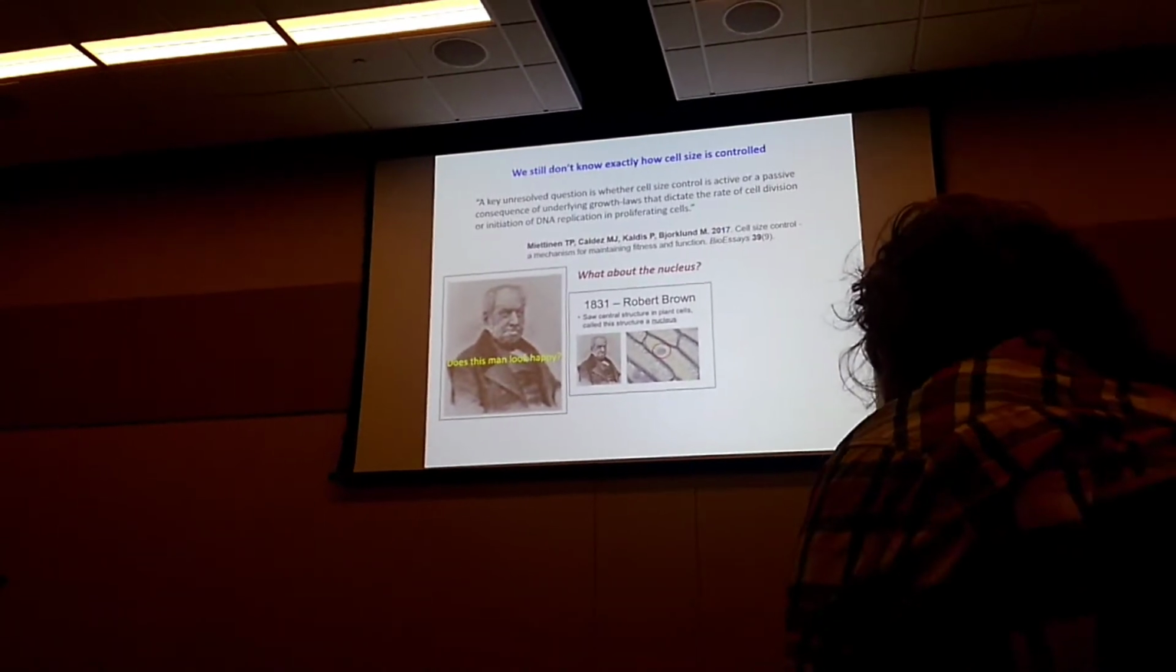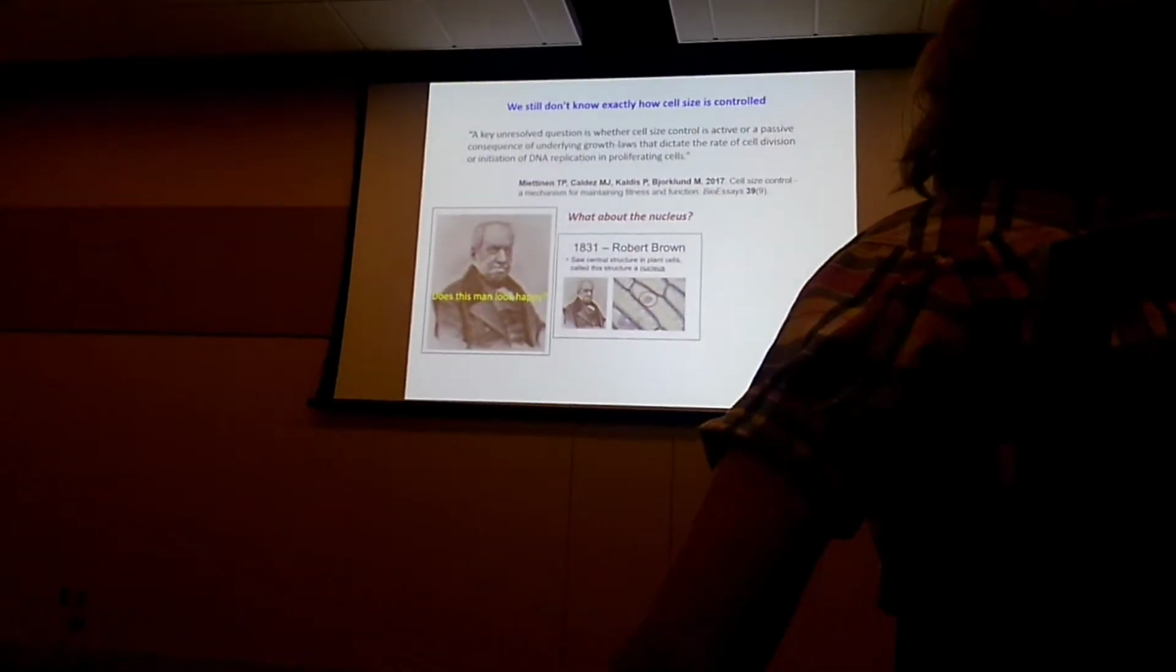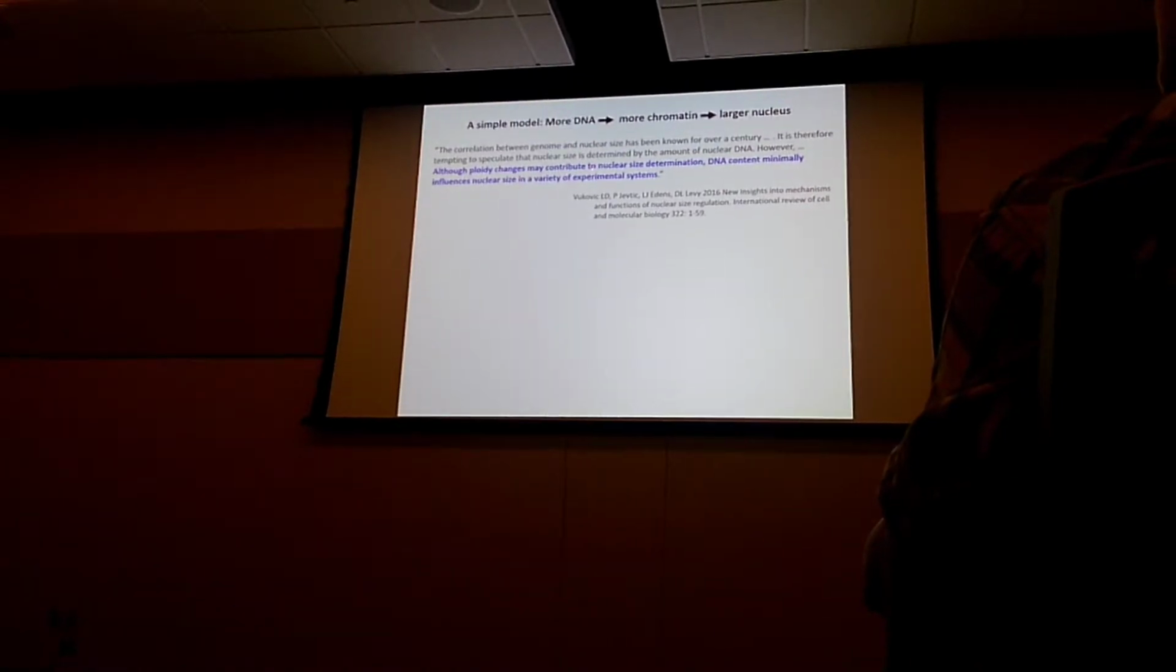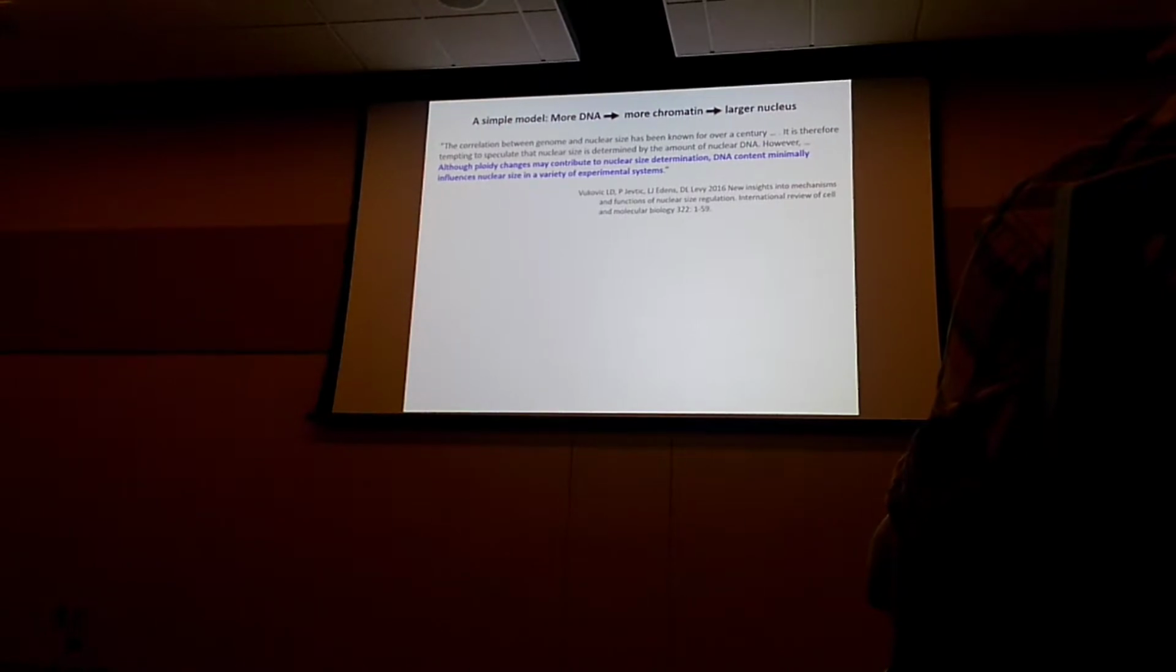So basically, we have a sort of problem here. A very simple model would be more DNA equals more chromatin and leads to a larger nucleus to accommodate. That seems like a very obvious thing, but the conclusion in very recent reviews is that ploidy changes may contribute to nuclear size determination, but only minimally so. So it's really not such an obvious thing. This is a too simple model, it turns out.